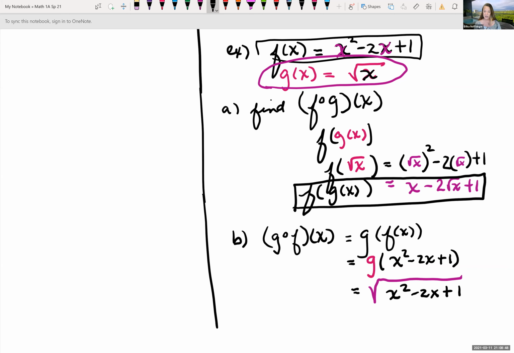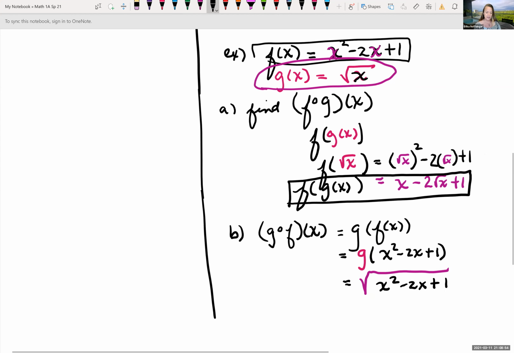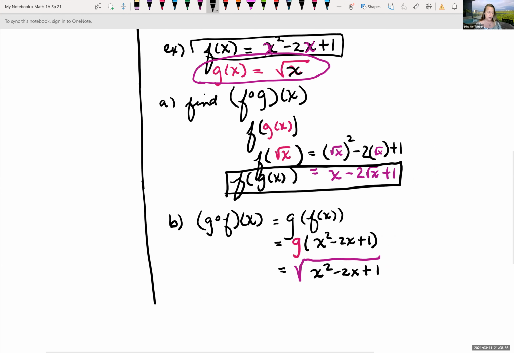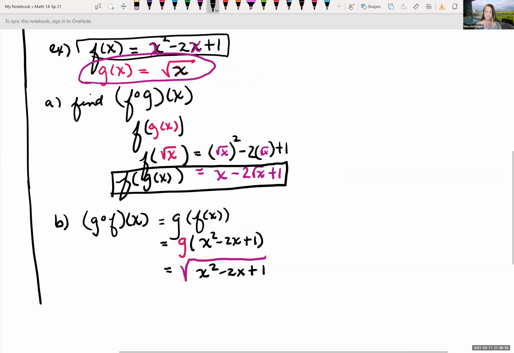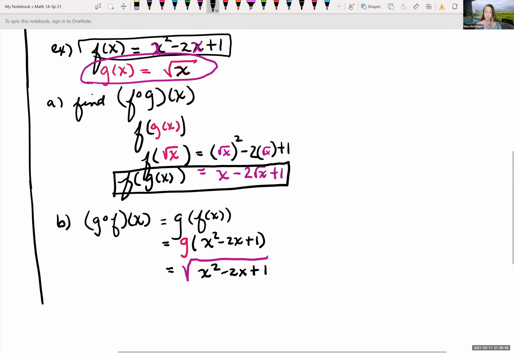I actually noticed that simplifies. This would not give me the exact same thing above. Be careful when you have a sum or a difference of terms underneath the radical, you can't just take the square root of each piece and add and subtract. So just be very careful. This does not equal the square root of x squared minus the square root of 2x plus the square root of 1.